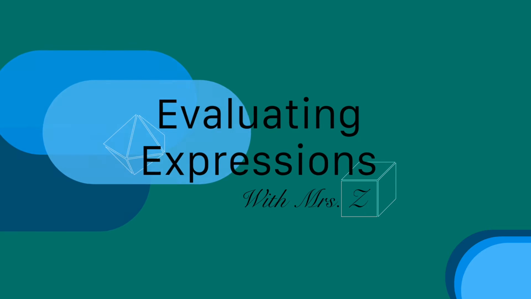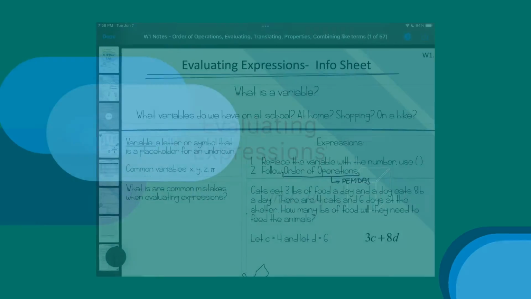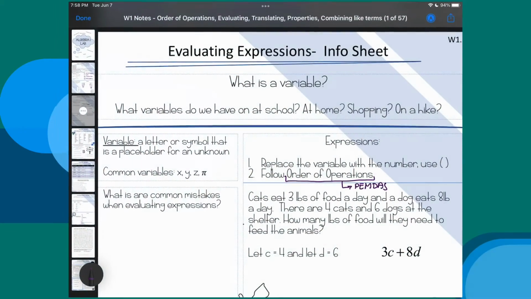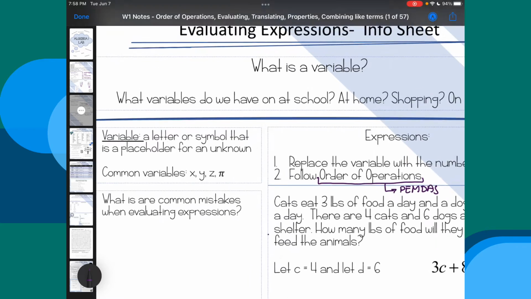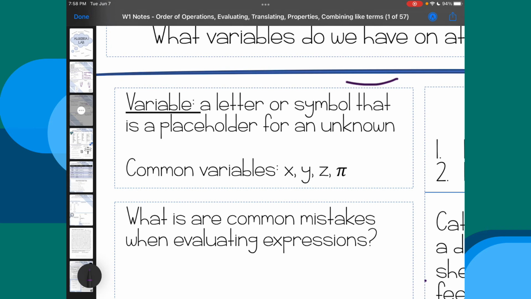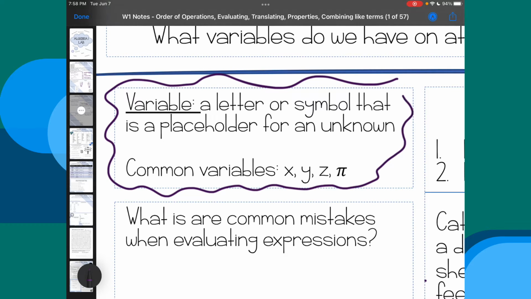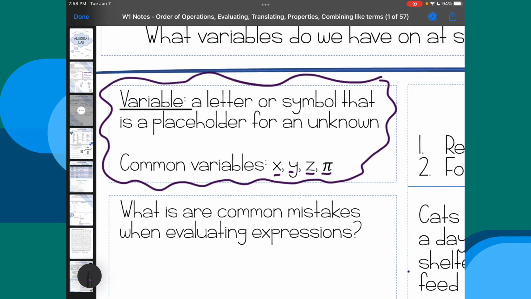This video is about evaluating expressions. Evaluating expressions is when we take a number and replace the variable with that number. A variable is a letter or a symbol that's unknown. The most common variable is X, but we can use Y or Z or any other letter of the alphabet. The symbol pi is representing a number, 3.14.